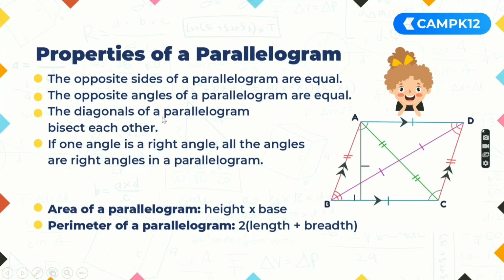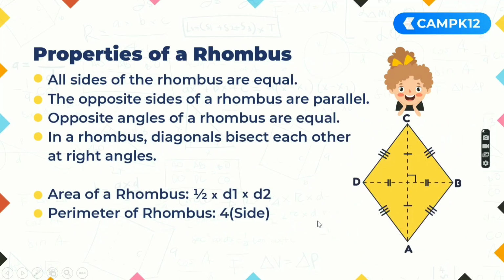The diagonals of a parallelogram bisect each other. Now, this means that two diagonals of a parallelogram intersect and cut each other into two equal halves. Area of a parallelogram is nothing but height into base, and perimeter of a parallelogram is the same as that of a rectangle, which is 2 into (length plus breadth).